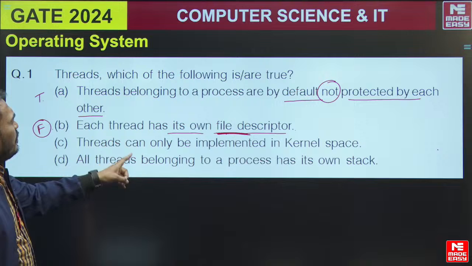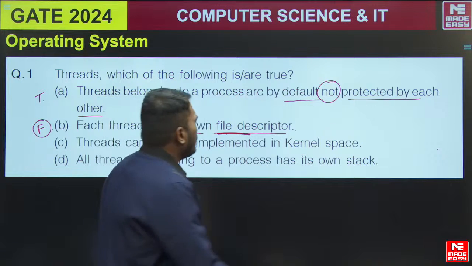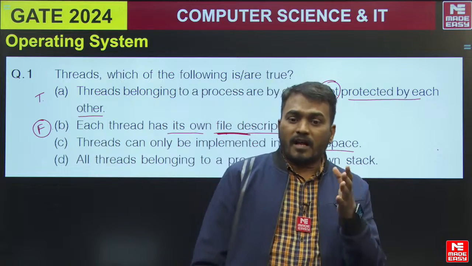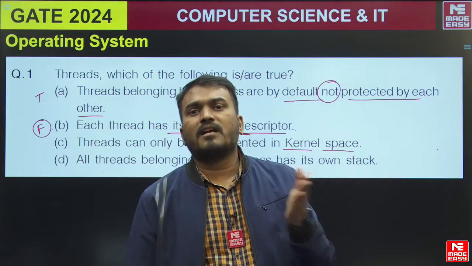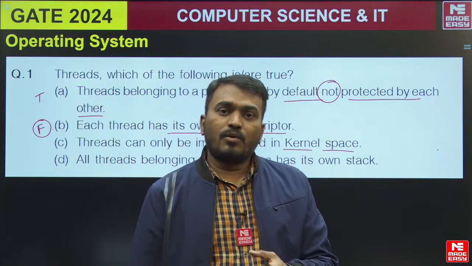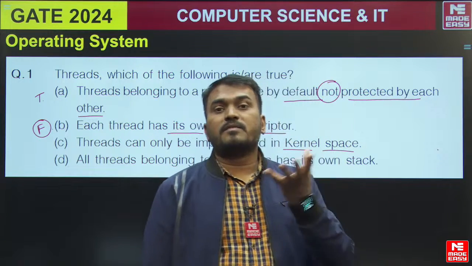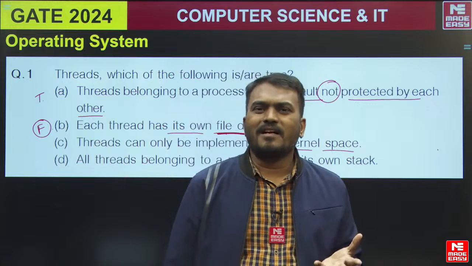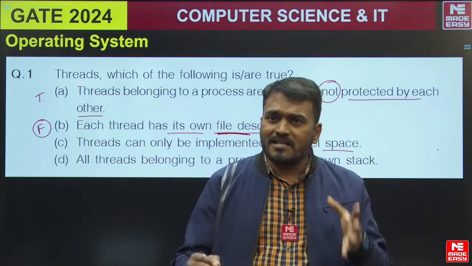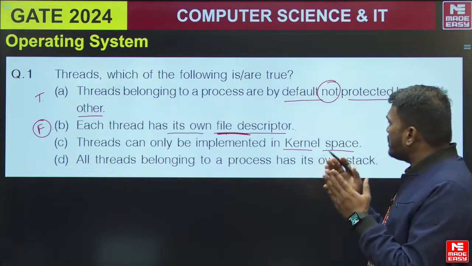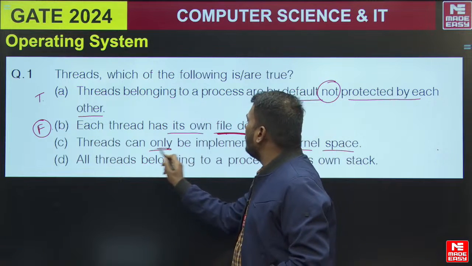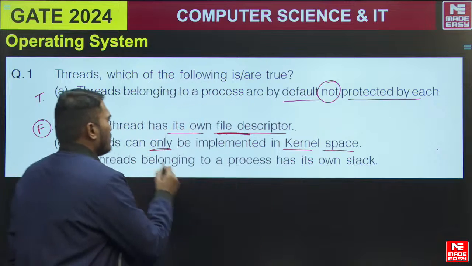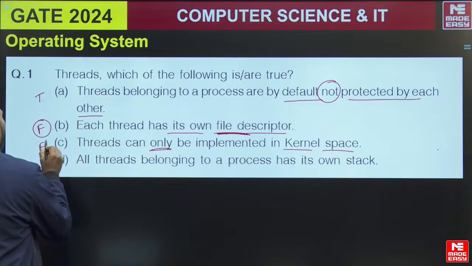And the next: threads can be implemented only in the kernel space. Now we have user level threads and kernel level threads. User level threads are not recognized by the operating system. Remember, user level threads are implemented in the user space, and kernel level threads are implemented in the kernel space. You cannot say threads can only be implemented in the kernel space. No, that is also a false statement.